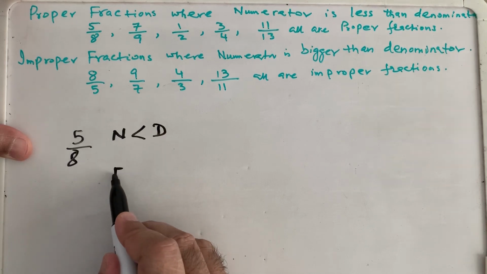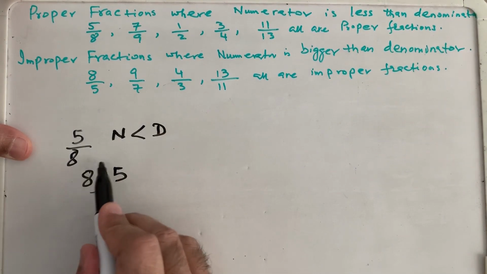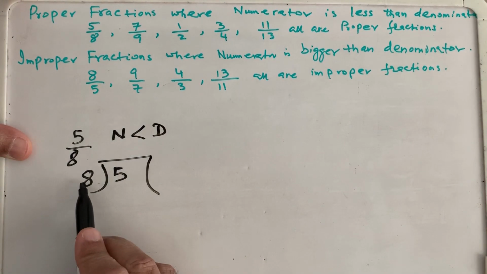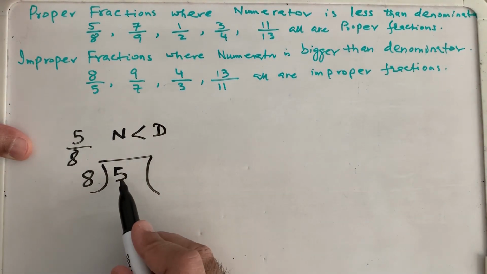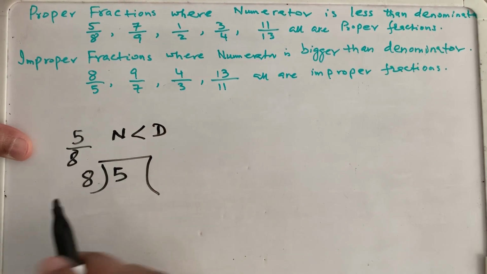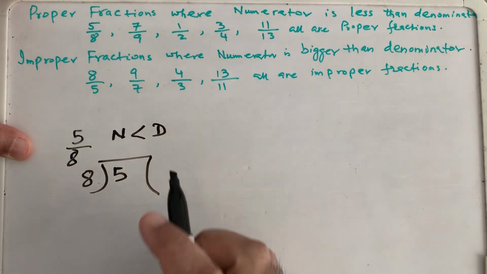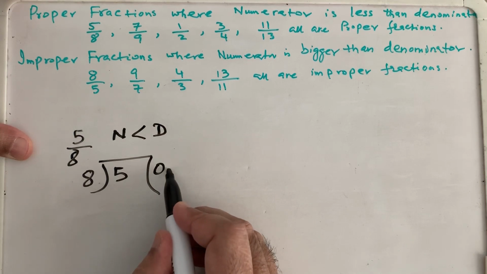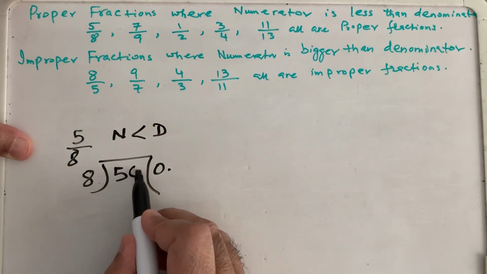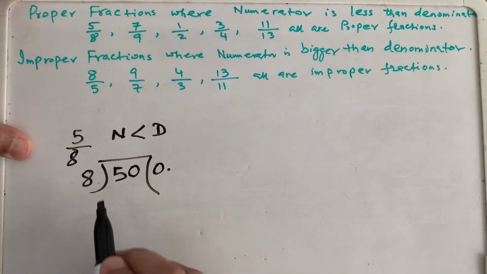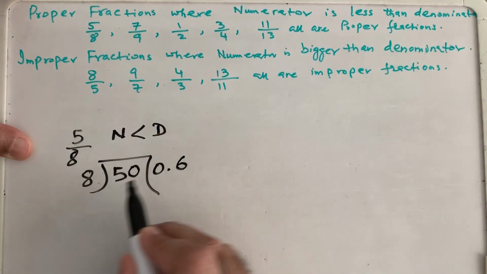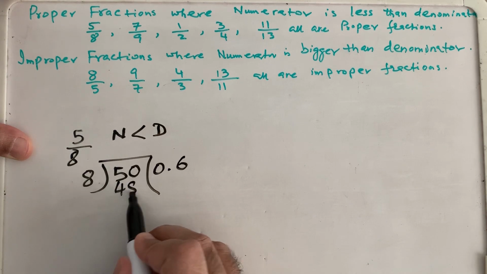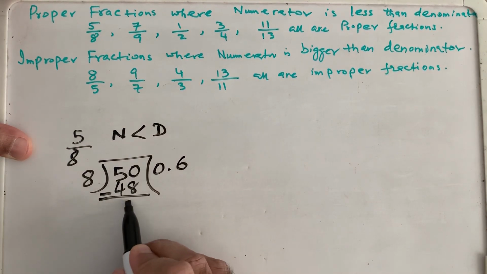When we try to divide it, it does not go through. 8 cannot divide 5 because 5 is smaller. And if we want to divide it, we have to take help from the decimal, right? We place a decimal and bring a 0 and then we divide. 8 times 6 is 48. And then we subtract and then we have this 2.